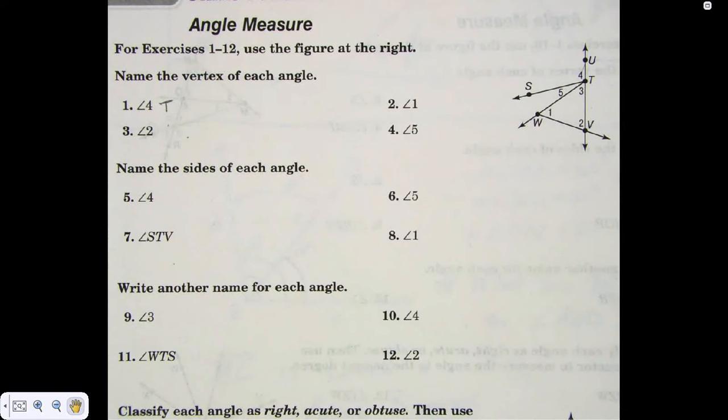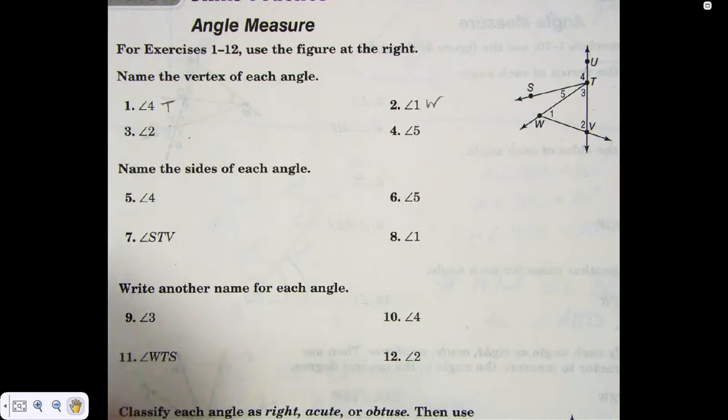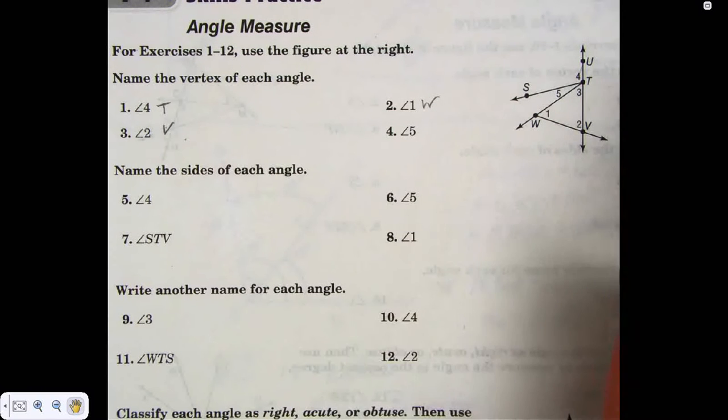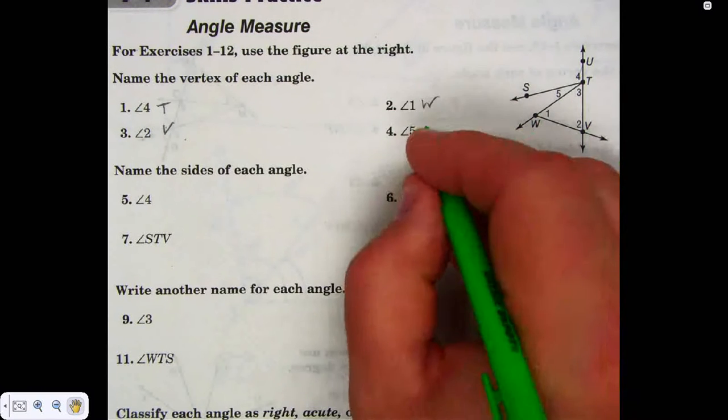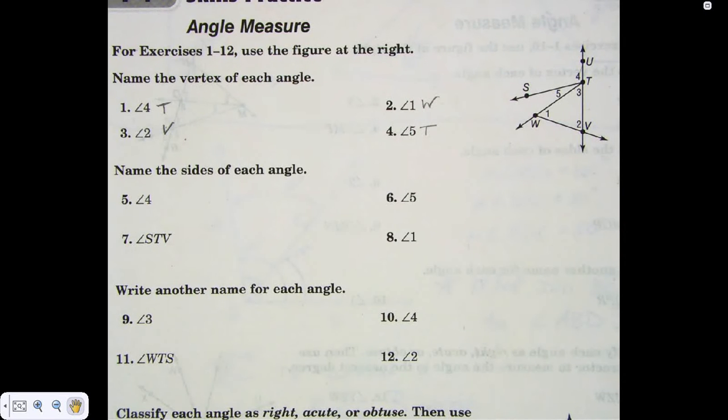People usually know the answer to all of these, but you know what they have problems doing? Can anybody guess? They're just writing the answer in the correct language. Right? Okay, what is number 2? What's the vertex of angle 1? What's the vertex of angle 2? What's the vertex of angle 5? Wow, that was hard.